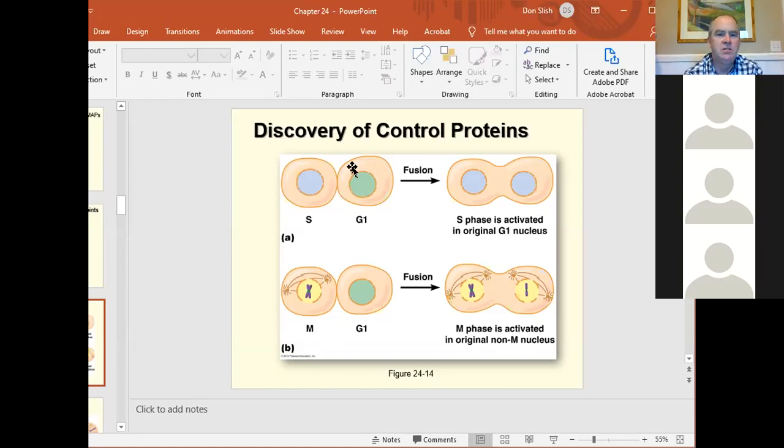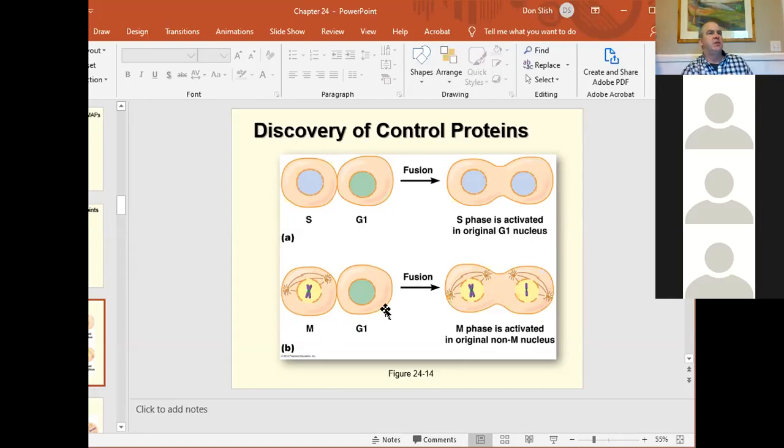So one of these early experiments they did was they took some cells that were in S phase, so they're already past that G1 point, and they took some that were stuck in the G1 point, fused them together, and the one that was in S phase forced the other one to go in S phase. So it tells you there's some kind of a signal that's been activated in the S phase cell that causes getting through that pathway.